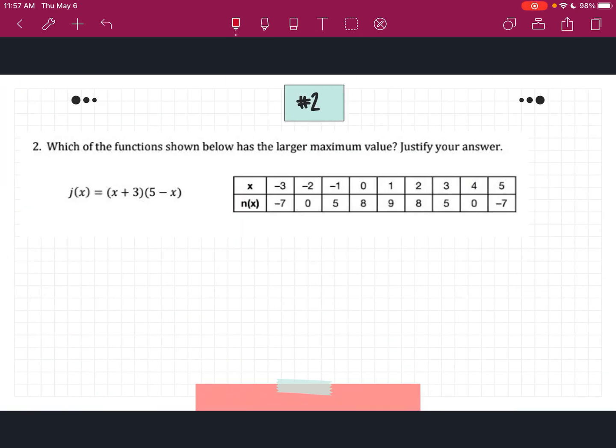All right, number 2. Which of the functions shown below has a larger maximum value? Larger maximum value. Justify your answer. Okay, so to find the larger maximum value, that's asking for the vertex. That's asking you wherever that function, whether it's concave up or concave down, these ones are going to be both concave down because it says maximum.